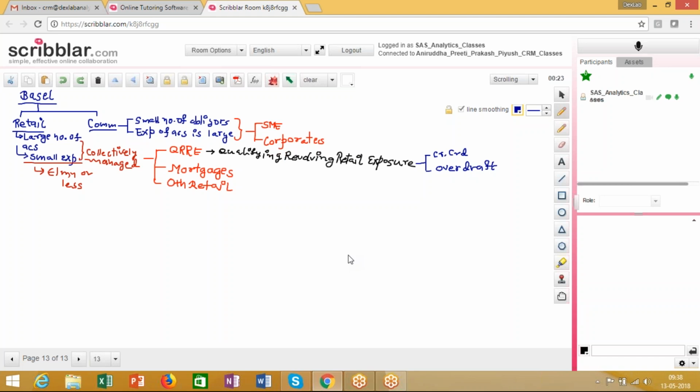Right. So over here, what we have is the qualifying revolving retail exposure. Within qualifying revolving retail exposure, we have credit cards and overdrafts because these two are revolving products. Now, when I talk about a revolving product, what do I mean? One of the most distinctive characteristics of a revolving product is that it's an open-ended product.